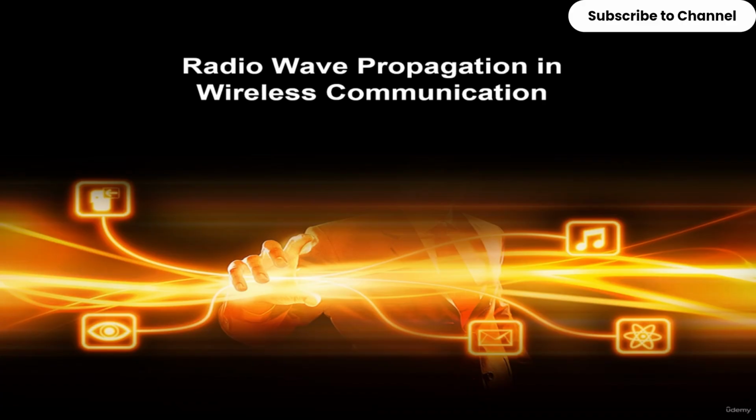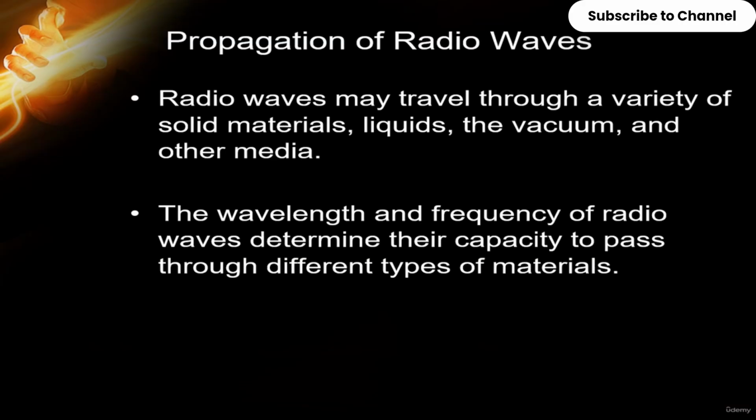So we will see the propagation of radio waves. Radio waves can propagate through solid materials, liquids, vacuum, and other media. The wavelength and the frequency of the radio waves are determined by the type of material. If they pass through liquids, the density will vary, and the frequency and amplitude will vary for the radio waves. If it is a vacuum, then the amplitude, frequency, and phase of the radio wave will be in some other manner. So the wavelength depends on the type of medium through which it propagates.